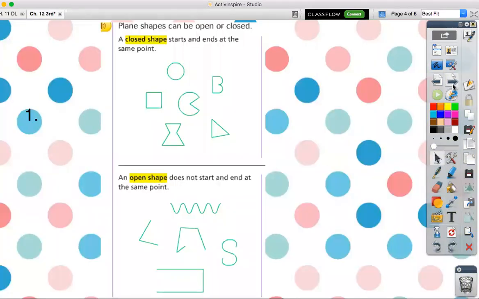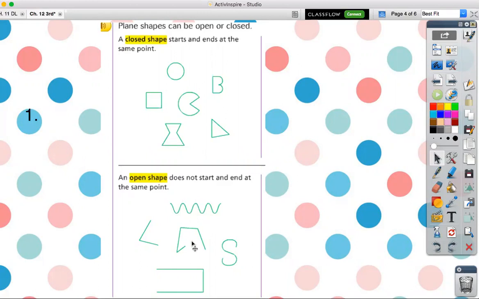Okay, so plane shapes can be open or closed. Simple, guys. Super, super simple. The closed shapes, they're closed. They start and end at the same point. Here's a closed shape. You don't see any opening. You can't get anything in those shapes, okay? Here are open shapes. An open shape does not start and end at the same point.